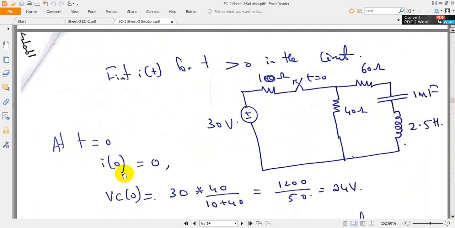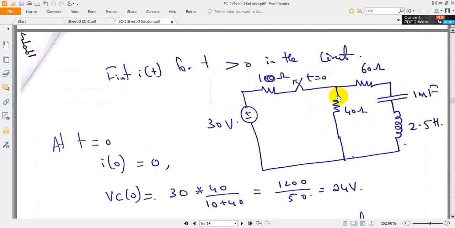At t is equal to 0, I naught of 0, it means before switching operation. Before switching operation, this capacitance will be open circuited and this inductor will be short circuited. When capacitance is open, the current through this branch will be 0. So I of L will be 0 before 0. I of L of 0, or current I of 0 will be 0.